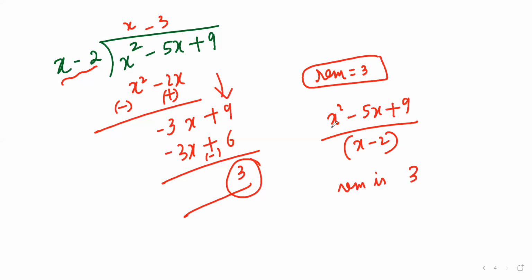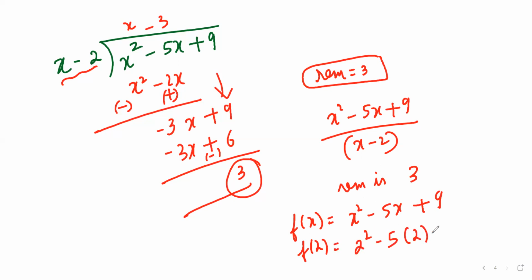Now what I'll do is take the same function f of x, the dividend in this case, and find its value when x is 2. F of 2: I'll get 2 square minus 5 into 2 plus 9. 4, 5 2s are 10, plus 9 is 13, minus 10, which is 3. And this is always going to hold good.